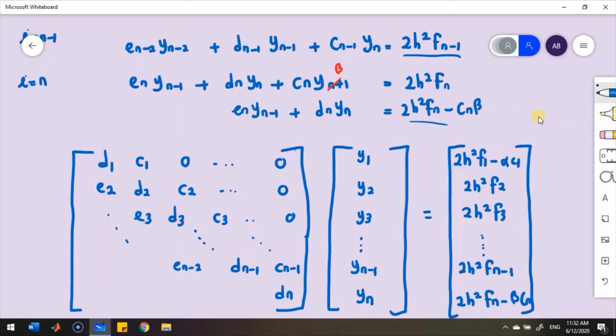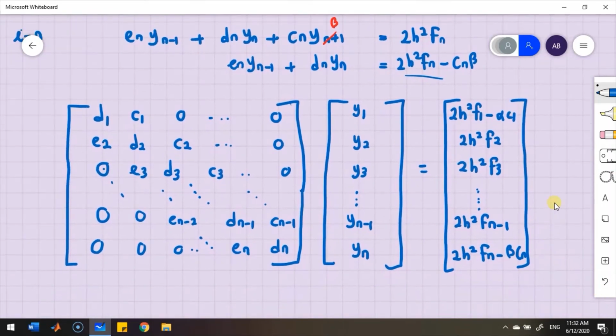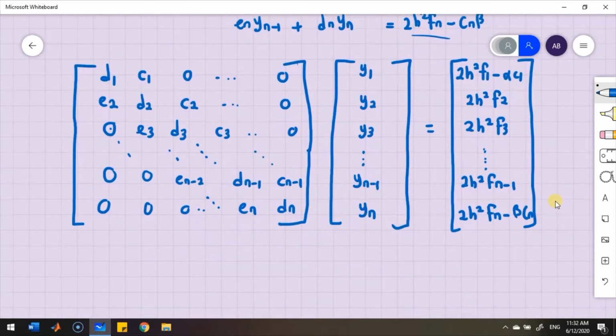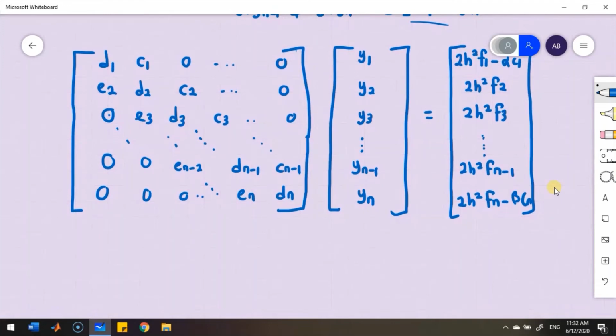And lastly, these are all zeros, and for dn I have en. So these are all my zero values here. So this is the algebraic system of linear equations if we use finite difference approximation. If you look here, we have this one, Ay equals b. So you can solve for y.